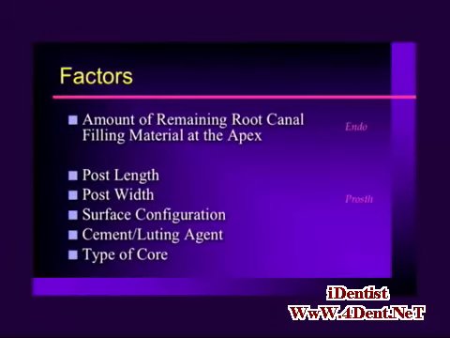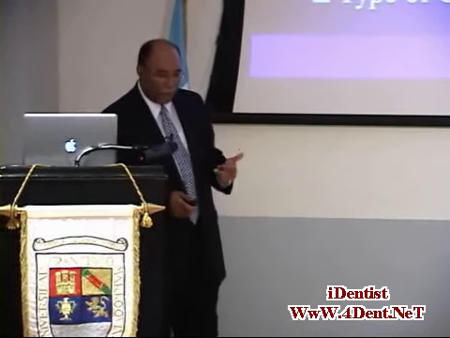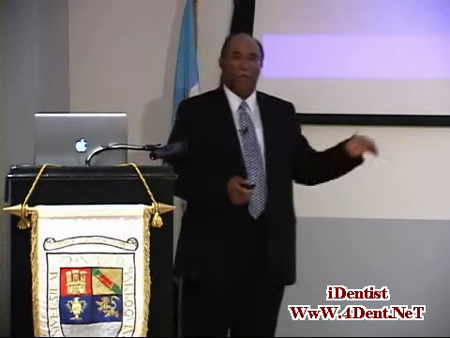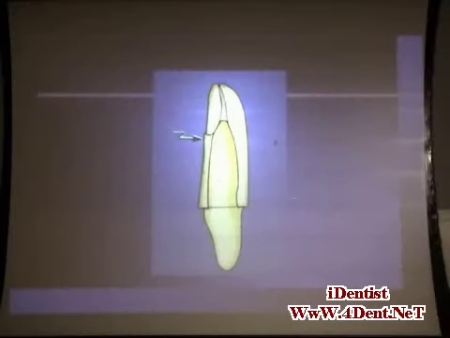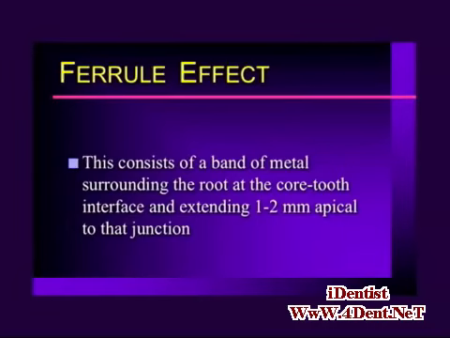We also need to look at the amount, what endodontics is interested in, of course, is the amount of remaining root canal filling material at the apex. And from a prosthodontic standpoint, there are many more things we're interested in, like post length and width, the surface configuration, the cement, and the type of core that we're going to use. And of course, this is what we're trying to prevent, this fracture that may occur with too large a post, too rigid a post, with the appropriate force causing problems, especially with there being no ferrule to support distribution of those forces. So let's talk about this ferrule.